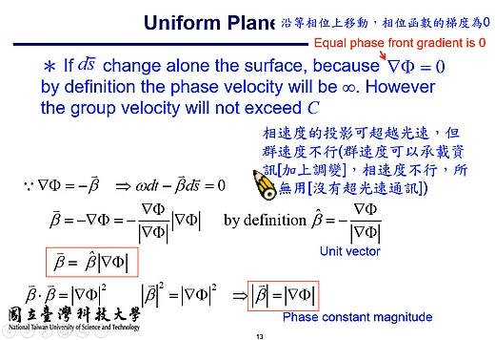So, yeah, I guess we will stop here. Okay? Then we will discover the so-called group velocity. Phase velocity, group velocity. Phase velocity can be greater than the speed of light, while group velocity is always smaller than the speed of light.